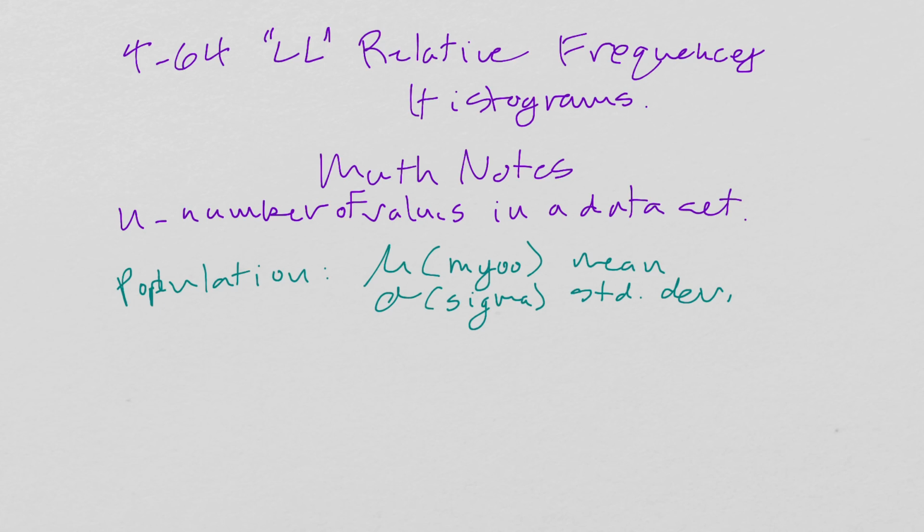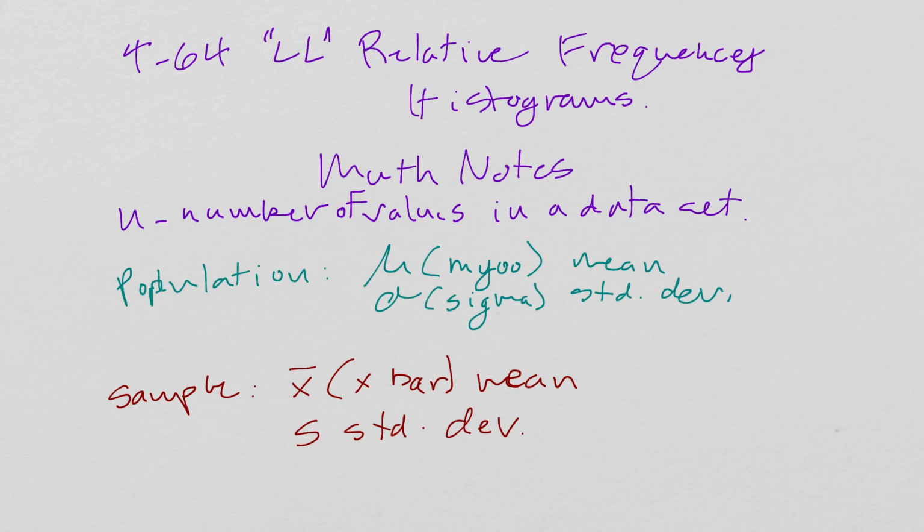When we're talking about a sample, our mean for our sample is called x bar. We literally just call it x bar. I don't know why. But that's our mean for our sample. And then we also have S, which is just S, and that's our sample standard deviation.